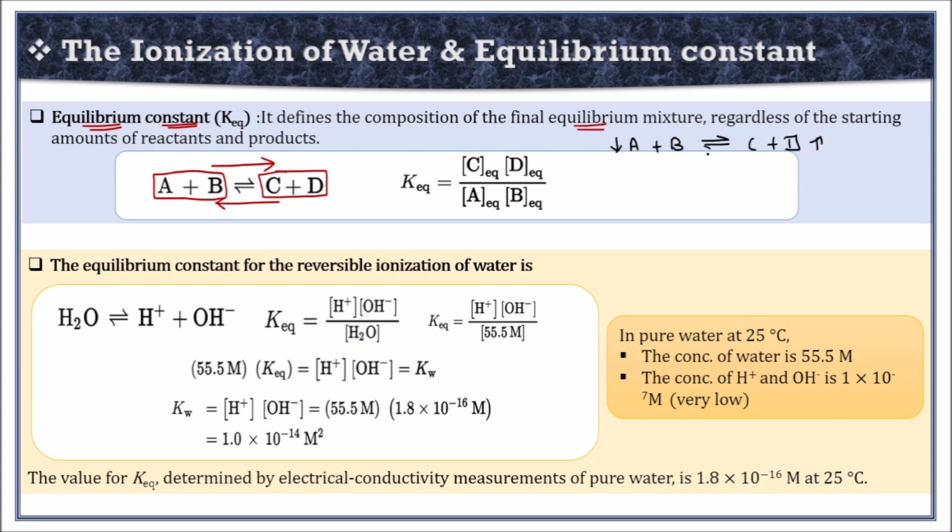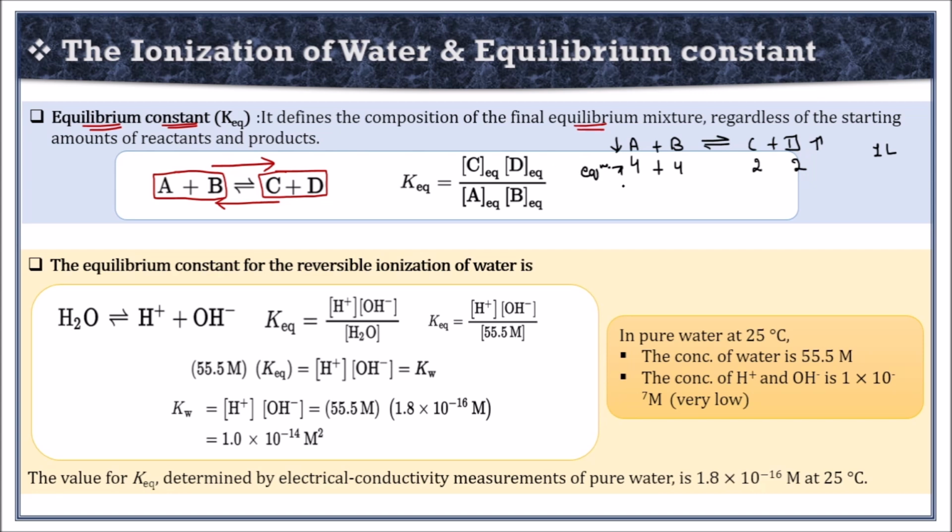At this point I determine the concentrations, and what I get to know is that at equilibrium the concentration of A is 4 molar, B is 4 molar, C is 2 molar and D is 2 molar. If we consider that the solution is 1 liter, then we can say 4 moles of A, 4 moles of B, 2 moles of C and 2 moles of D. So this is the concentration we will get at equilibrium.